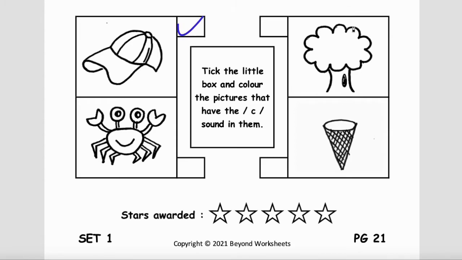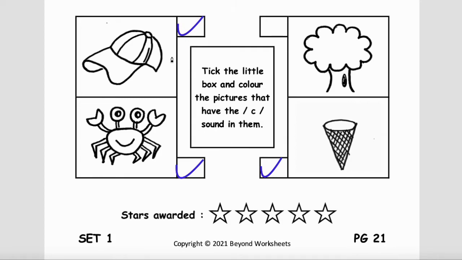Tree. Can you hear k in tree? No. So we're not going to do anything here. Comb. Can you hear k in comb? Yes. So we're going to put a tick in this box. And the next picture. Crab. Can you hear k in crab? Yes, I can. So I'm going to tick this box.